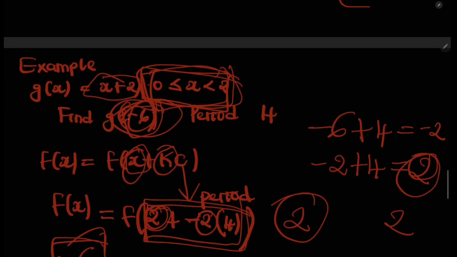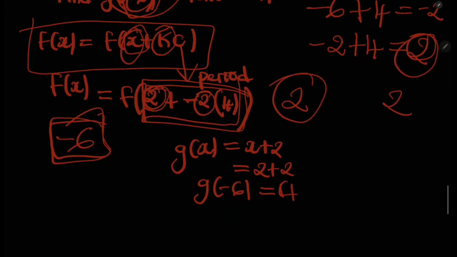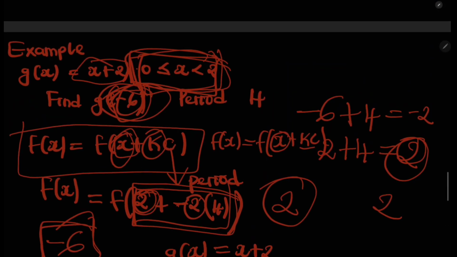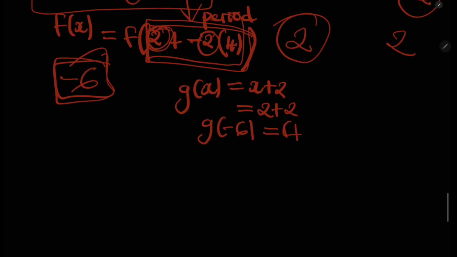Remember, the minus 6 was not in the range. That was why we had to go through this formula to have x. Remember, the formula is f of x equal to f of x plus kc. So we had to find that x in order to finally substitute it into the function, because minus 6 was not in our range.